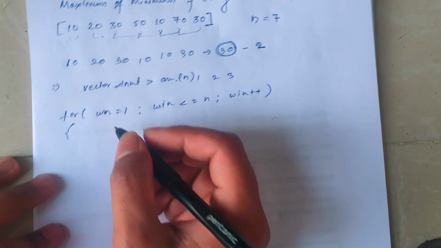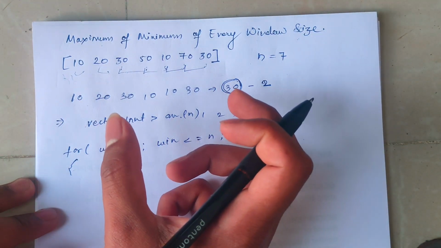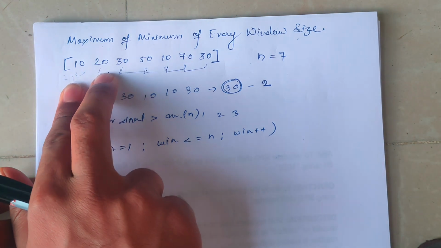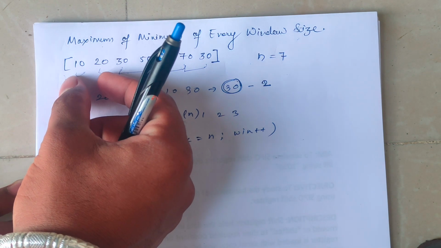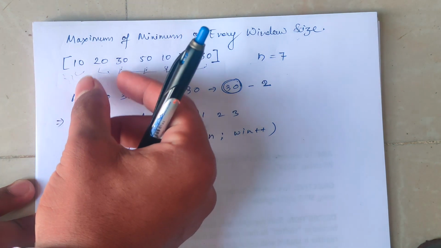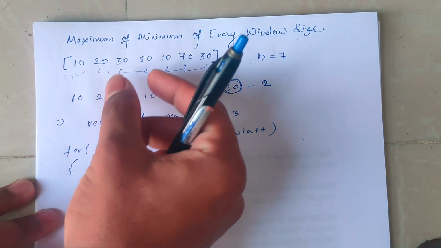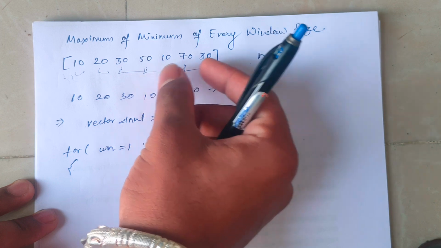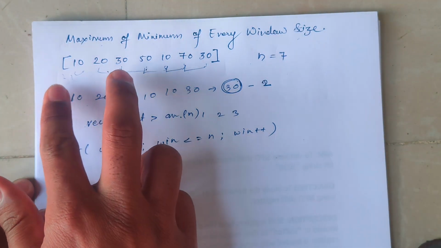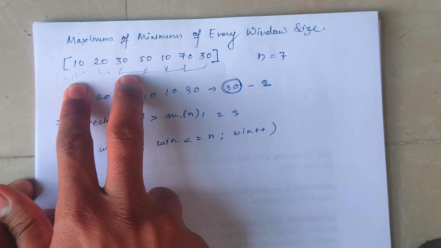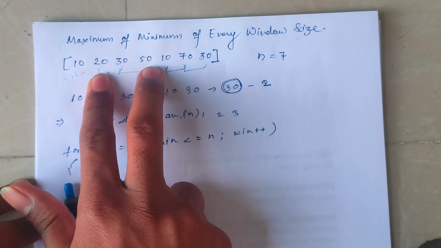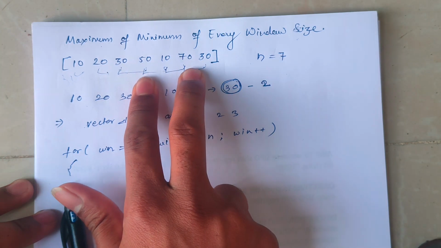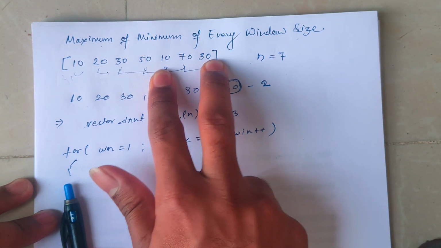So how we would decide the window size? Like suppose for 2 we will have 2 pointers, first on 10, second on 20, then we'll slide it up, 20 30, we'll slide it up, 30 50, slide it up, 50 10, 10 70, 70 30. Similarly for window size 3, 10 20 30, the 2 pointers 20 30 50, 30 50 10, 50 10 70, 10 70 50. That's how.